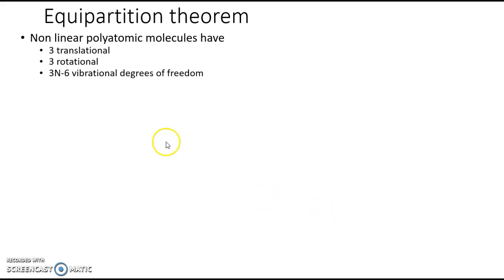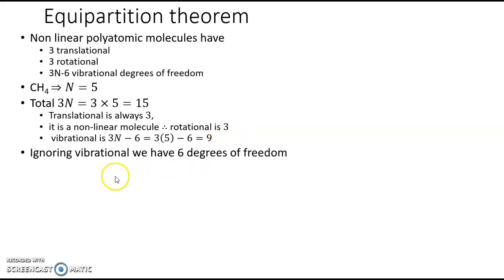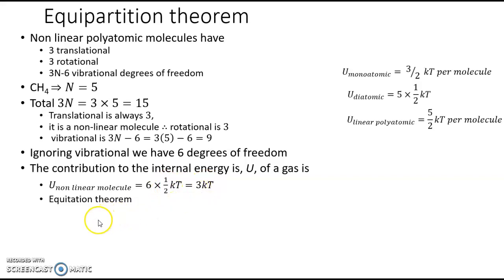What about for non-linear molecules? Non-linear molecules have 3 rotational. Let's look at an example. Methane is a good example. N is 5, so the total is 15. Translation is always 3. Rotation is 3 because it's a non-linear molecule. So if we ignore all the vibrational, we have 6 degrees of freedom, and the contribution will now be 6 times half kT. 6 times half is 3, so we have 3 kT per molecule. So far, for monoatomic molecules, we have 3 half kT. For diatomic molecules, we have 5 half kT.